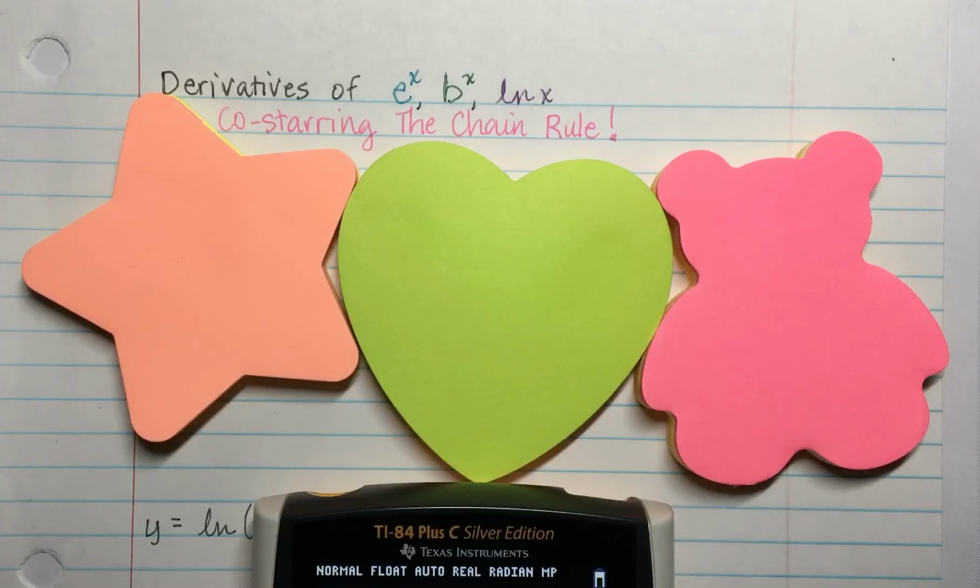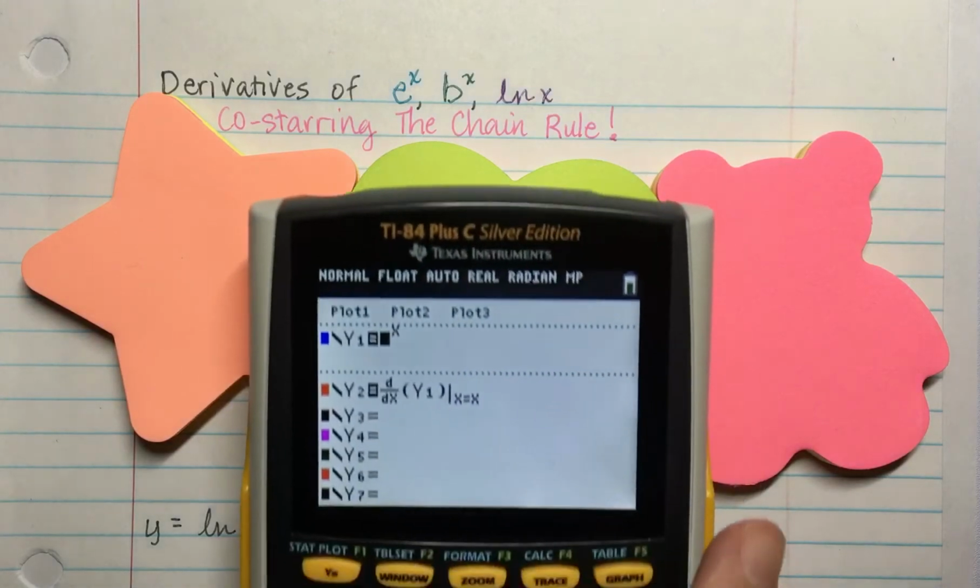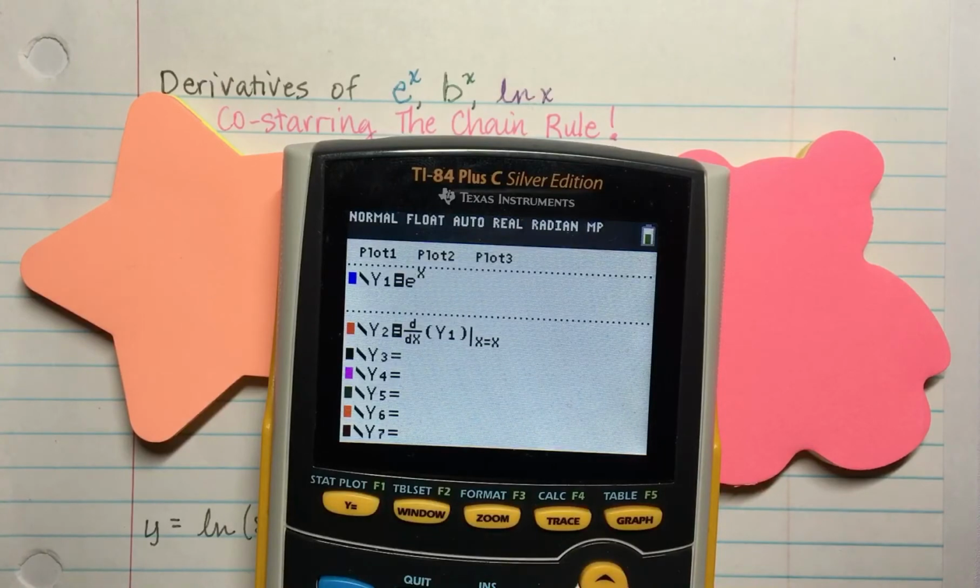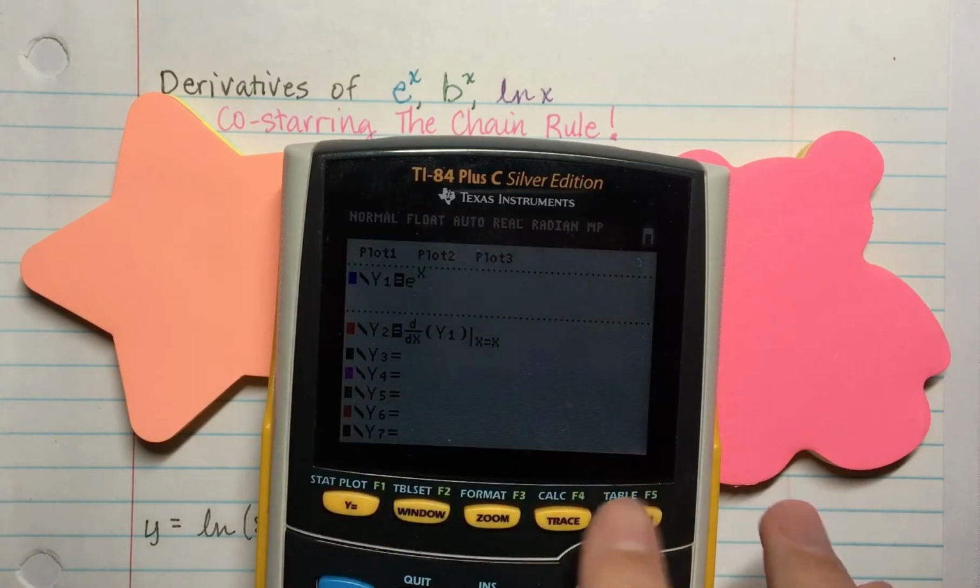Hey everyone, we are looking at the derivatives of e to the x, b to the x, and natural log x. And of course we will be co-starring with the chain rule, because we are always using the chain rule. So let's start with e to the x. On my calculator here I have my e to the x and then I have the derivative. So let's take a look at the graphs.